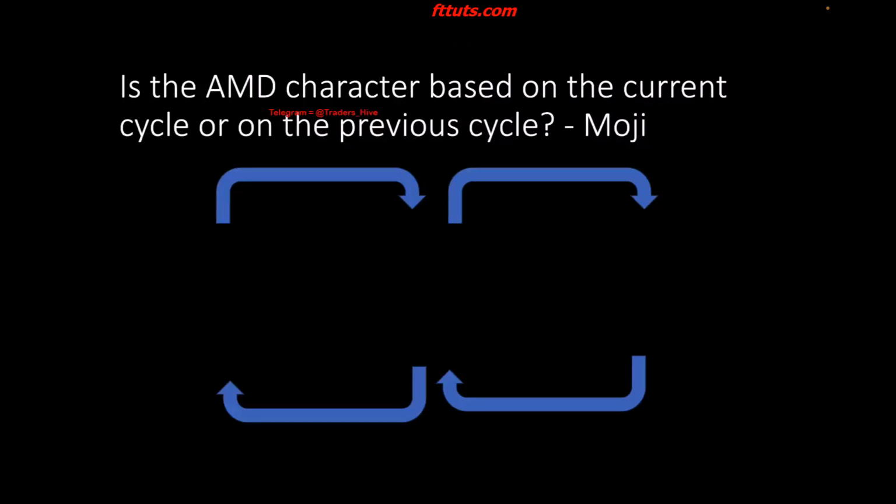The next question that we're going to answer is the following. Is the AMD character based on the current cycle or the previous cycle? And this question was asked by Moji on the mentorship forum. And this question is actually a very good question. And you might be wondering, why are these arrows here? Don't worry, I will show soon why those arrows are important.